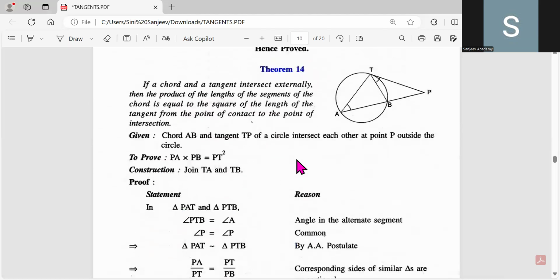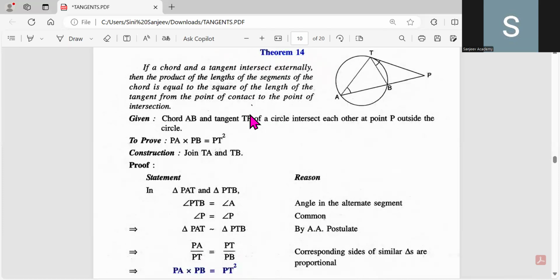Then one more important thing is this. If a chord and a tangent intersect externally, then the product of the lengths of the segments of that chord is equal to the square of the length of the tangent from the point of contact to the point of intersection. They want to say that PA into PB is equal to what? PT square. That's it. PA into PB is equal to PT square.